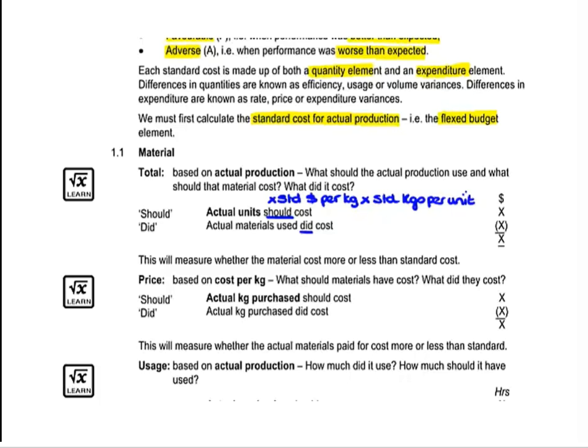And we're going to compare that to what the actual materials for actual production did cost. And that total variance can then be split down into two elements. It can be split down into price, because we paid more or less than we were expecting for those materials, or it can be split down into usage, because we used more or less than we were expecting.